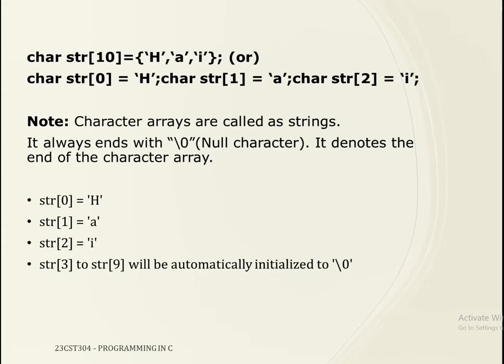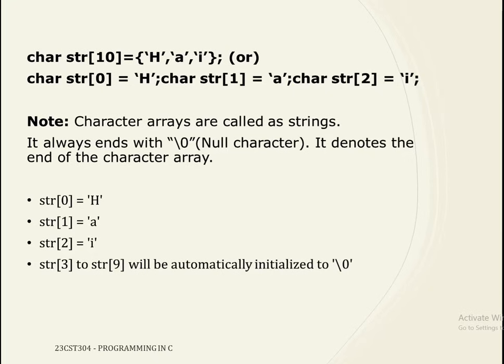Until now, we have stored only integer values inside arrays. Can we store characters? Yes, definitely. For storing characters, we use a character array. Here you can see the example char str of 10 equal to, inside single quotes, 'H', 'A', 'I'. This creates a character array named str. The array size is 10. Only the first 3 positions contain the letters H, A and I. The remaining positions are automatically filled with a special character called the null character.